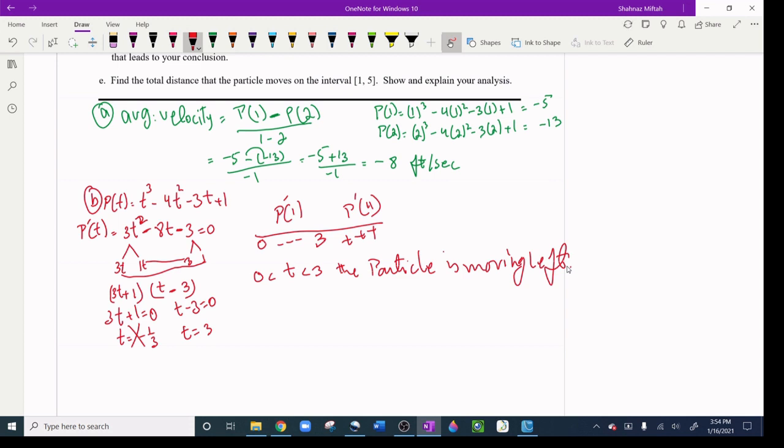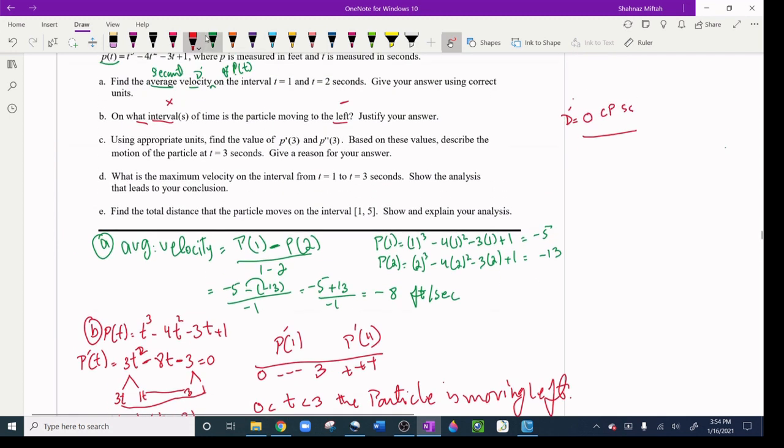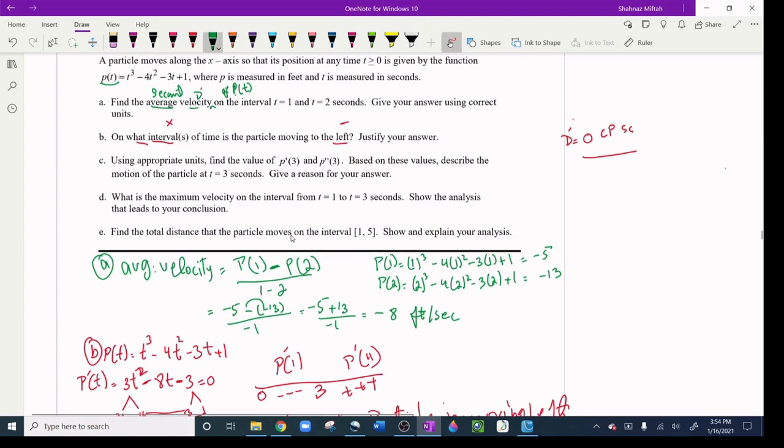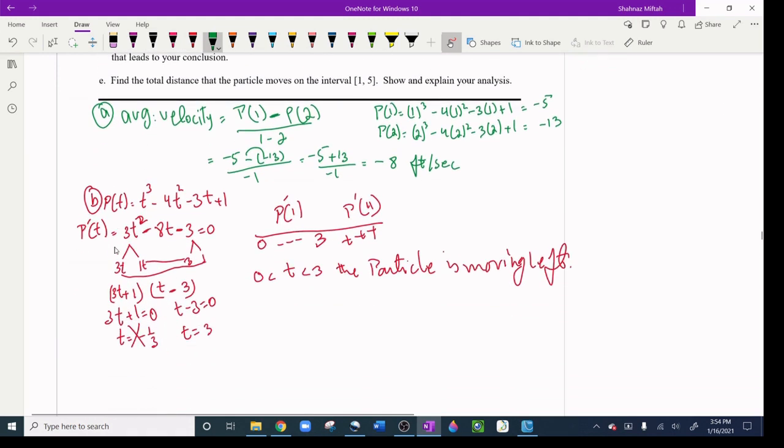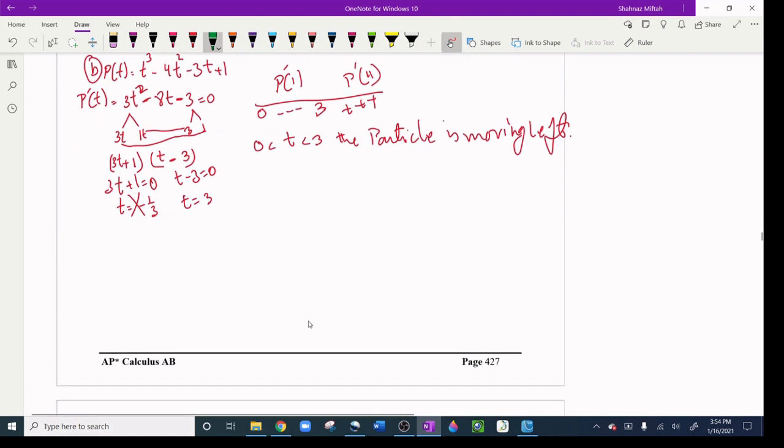Done. Part C. Part C said, using appropriate units, find the value of p prime 3 and p double prime 3. Based on these values, describe the motion of the particle at t equal 3 seconds. Give a reason for your answer. So let's figure out appropriate units and find p prime 3 and p double prime 3. I already have the derivative of p, so I'm going to use that. I don't have to take it again.